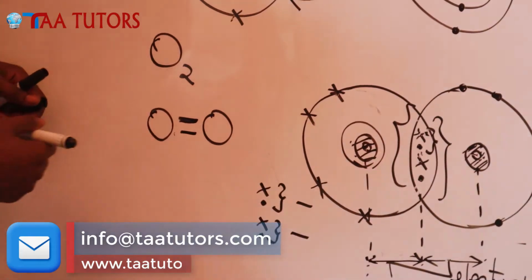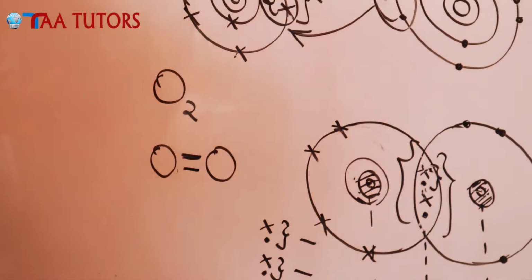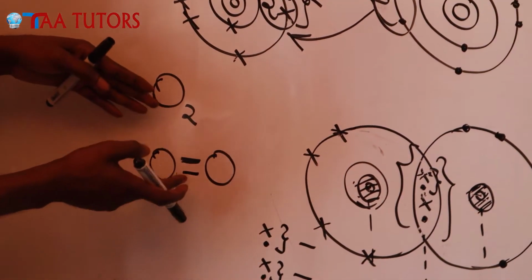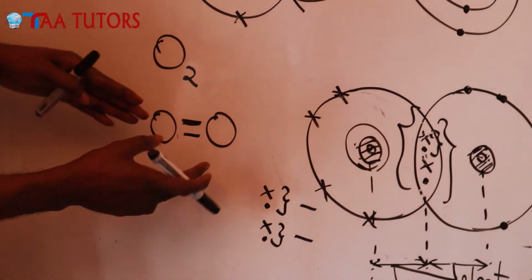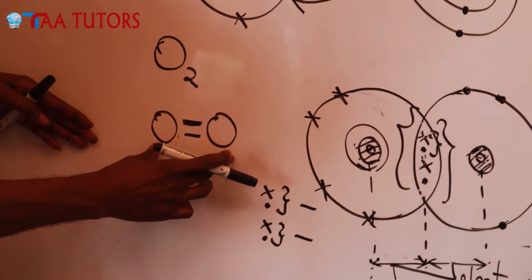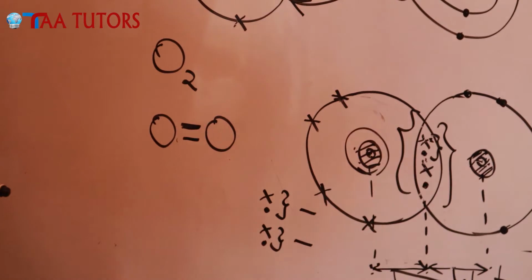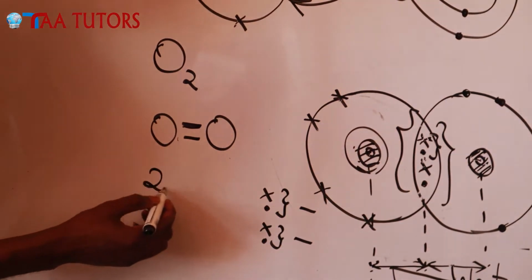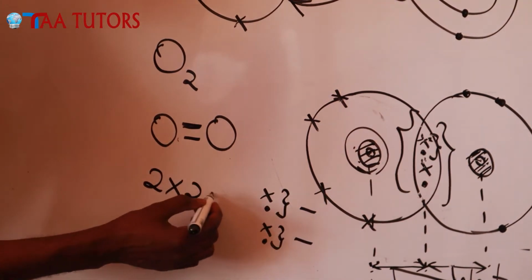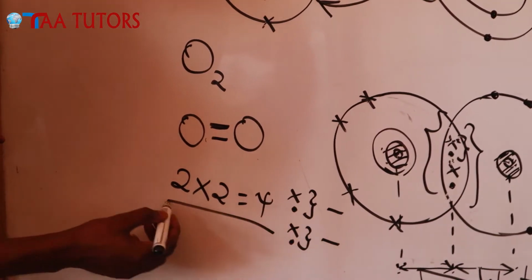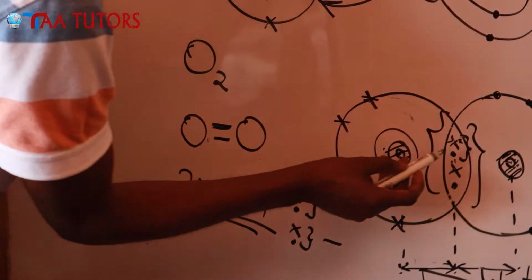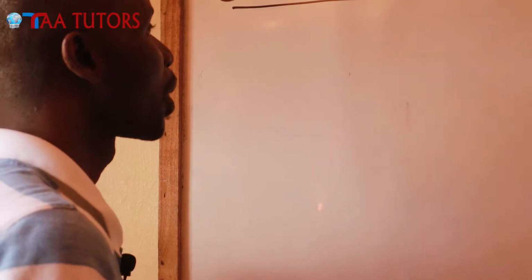If someone asks me how many electrons were used in bonding of this molecule here, I will simply say: how many covalent bonds are there? Two, and each covalent bond has two electrons. It means that 2 times 2, a total of 4 electrons are involved. If you see here, we have 1, 2, 3, 4. Let's look at other examples.